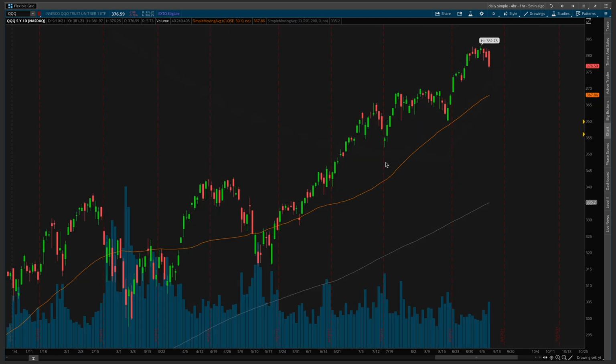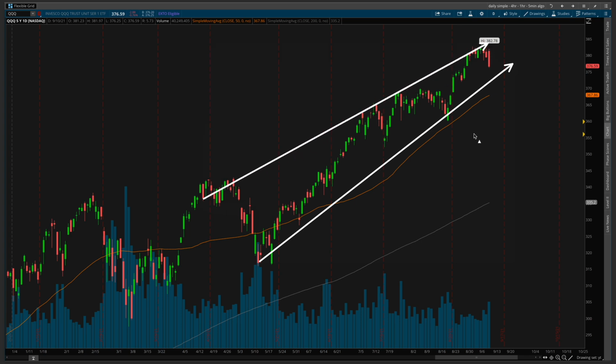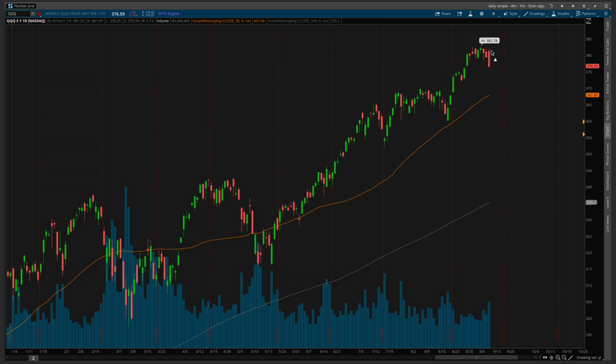If we look at the NASDAQ, we can pretty much see the same thing. We've been in this very strong uptrend all year long. These are daily candles, by the way. And then at the start of the day, we were all the way up here. And as you can see, we ended up selling off.